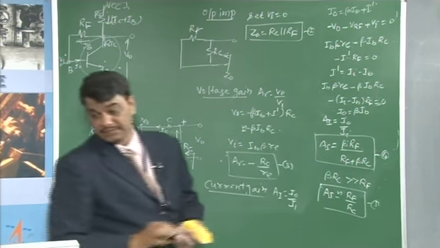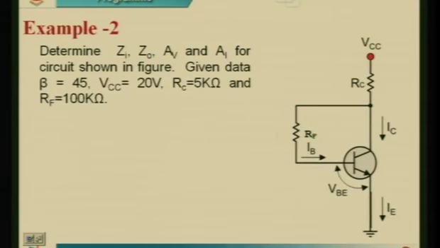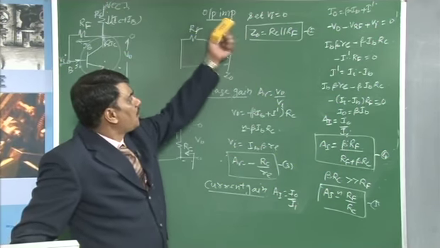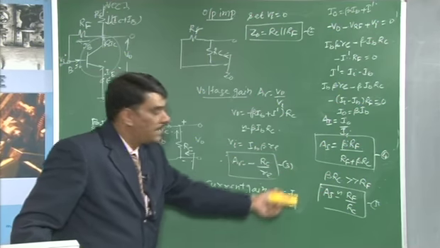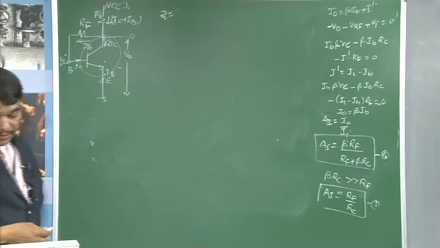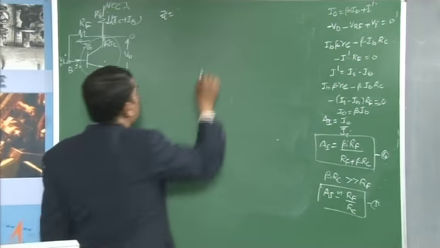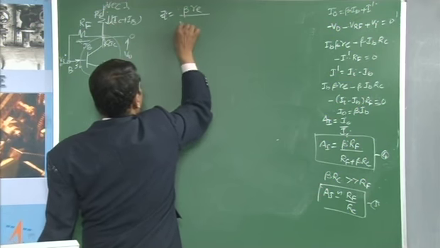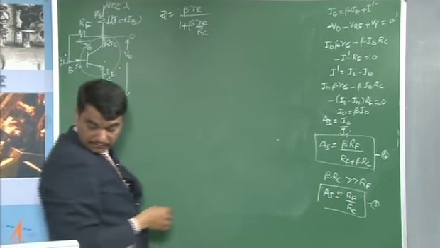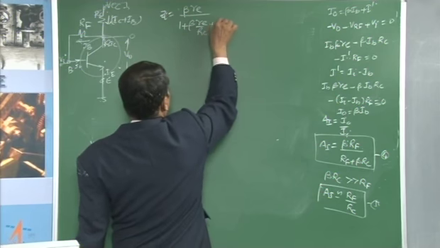Means in an example where these expressions are not readily available, you need to derive expressions for the input impedance, output impedance, voltage gain and current gain. Later you substitute the values and get the current gain, voltage gain and input impedance, where the input impedance Zi, from equation 1, is equal to beta times Re divided by 1 plus beta times Re by Rc, plus Rf.